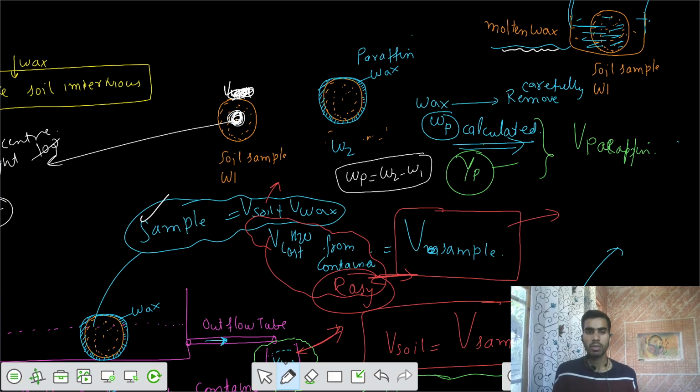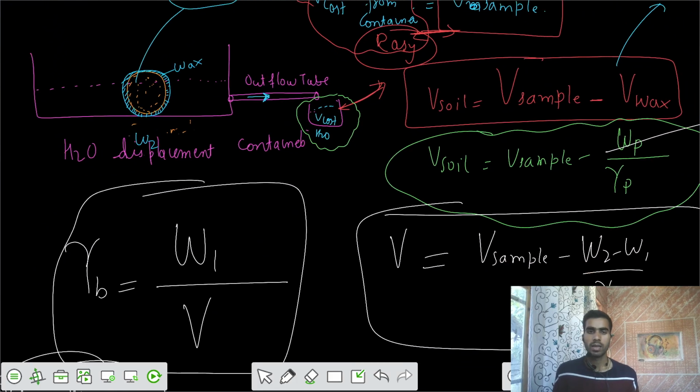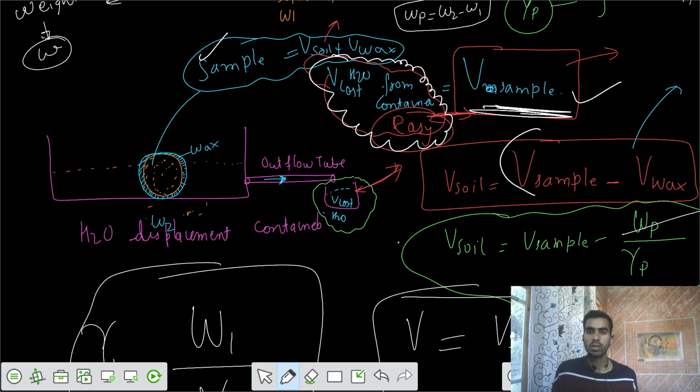Now we place this whole assembly, which we now call the sample, into the water displacement container. There is an outflow tube collecting how much water has been lost when we dip the sample. The volume of the sample is how much volume has been lost from the outflow tube. So we can calculate the volume of the sample.